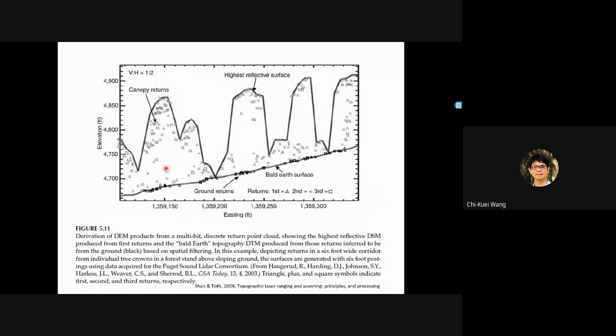But geometrically, you can see you have a continuous ground. So I have to say this is actually a good example. If you use software to process this data, chances are you can get a pretty good result to extract the ground points.